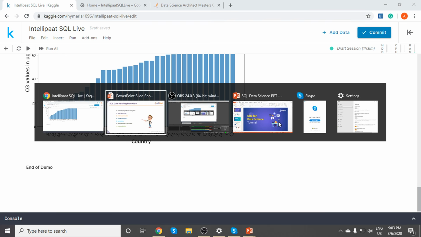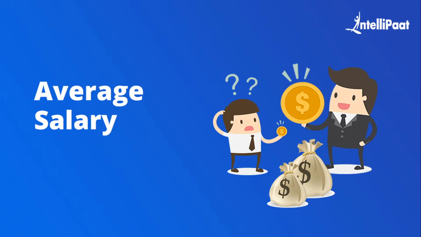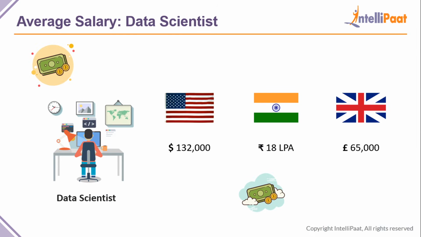So coming back to the PPT, I have to give you the average salary of a data scientist. This is something I was requested multiple times by learners, even for this video as well. So working with SQL, does it provide any advantages? Well, the advantage is, if you're a data scientist, you will know all of these concepts while you're getting very good compensation: $132,000 in USA, 18 lakhs per annum in India, and 65,000 pounds in the United Kingdom.